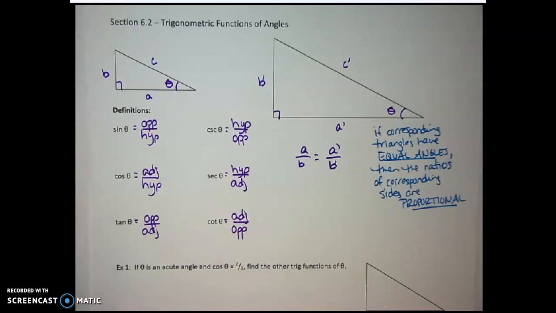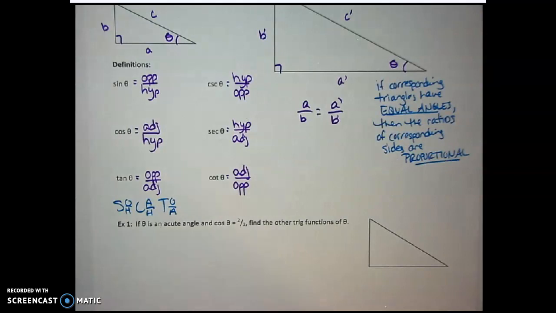Hopefully you remembered that the sine of an angle is the opposite over the hypotenuse, the cosine is the adjacent side over the hypotenuse, and the tangent is the opposite side over the adjacent side. Perhaps you remember the mnemonic you were given in geometry to remember sine, cosine, and tangent: SOH-CAH-TOA. Sine is opposite over hypotenuse, cosine is adjacent over hypotenuse, and tangent is opposite over adjacent.